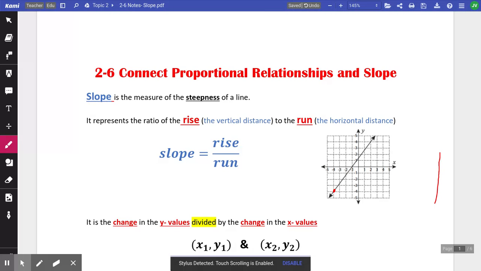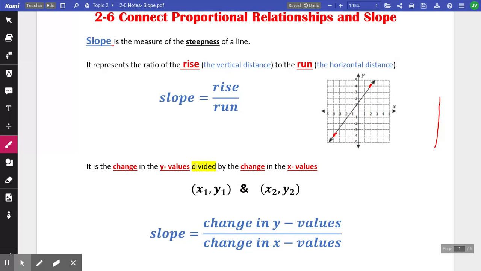Let's say I have 2 points on this line, and how far apart are they? How many units apart are they from top to bottom? And then the run is the horizontal distance, which is the distance left to right. How many units apart are those 2 points? So the rise over run represents the slope.